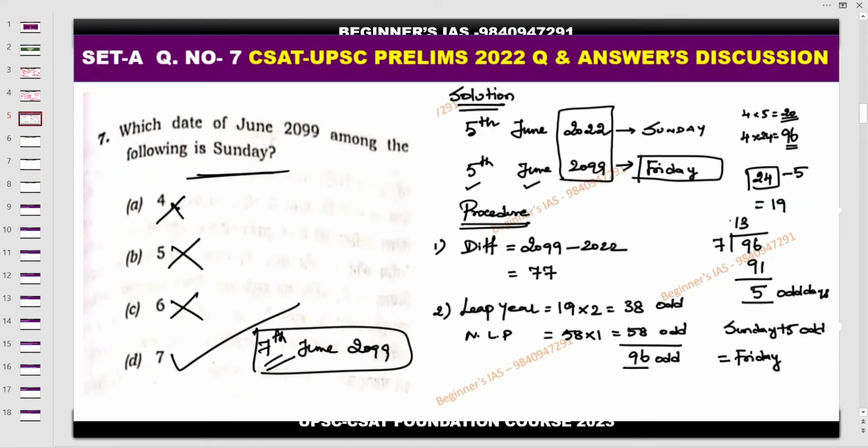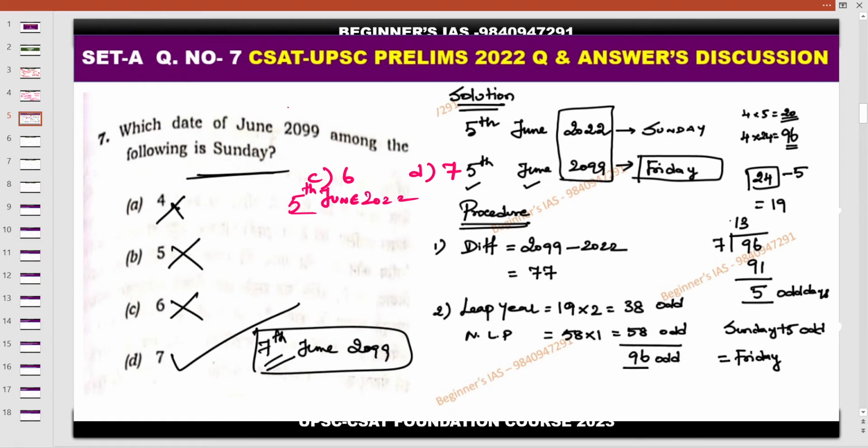See whether I have done the same method or not. But the only one logic I have used here is one thing. See, you people were present on that day, right? 5th June only, you people were present on that day. Yes or no? Yes, sir. So June 5th you people were present. So that only I have considered. So 5th June.